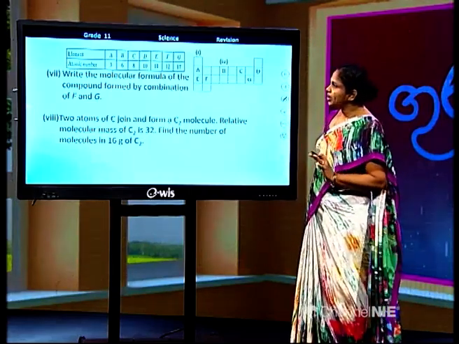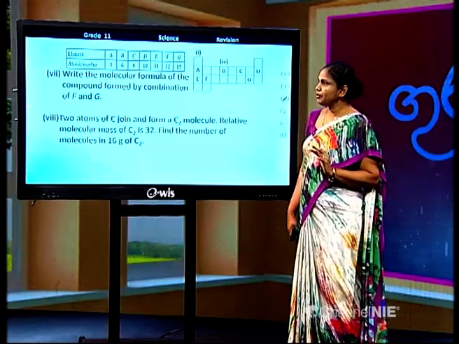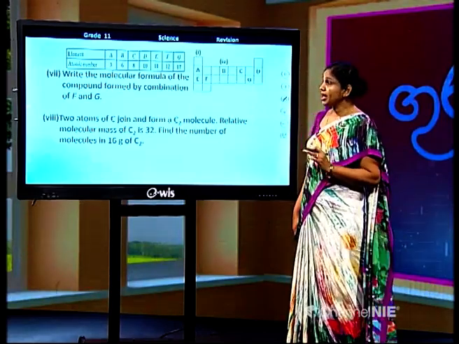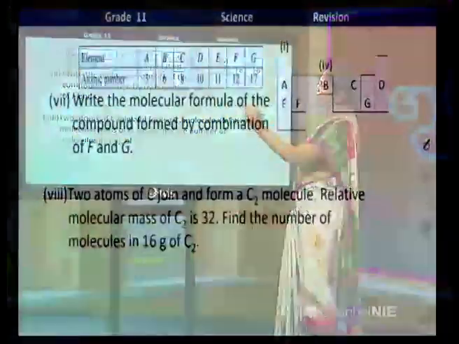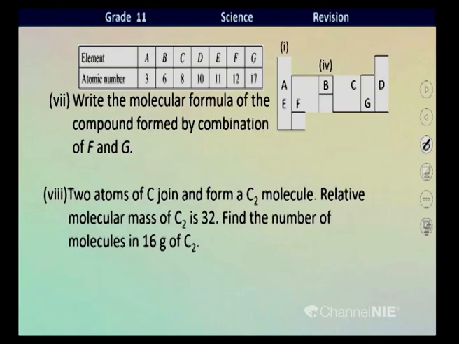Write the molecular formula of the compound formed by combination of F and G. Right. Here you know that children, F belongs to group 2. Group 2, therefore the valency of F must be 2. So we can write F valency 2. G belongs to group 7. So valency of G is 1.